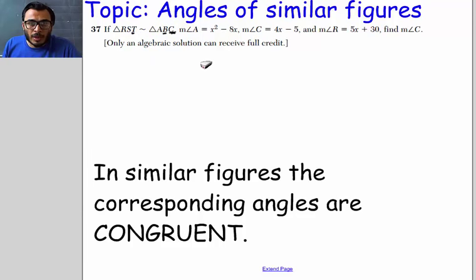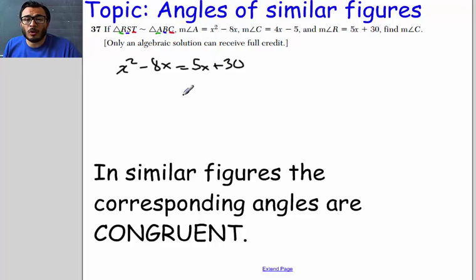So let me go ahead and do that again. Just try to color coordinate it so you can see better. So angle C is equal to angle T. Angle B is equal to angle S, and I know that angle A is equal to angle R. So if I want to solve for x, I can set angle A equal to angle R. So I can write x squared minus 8x equals 5x plus 30.